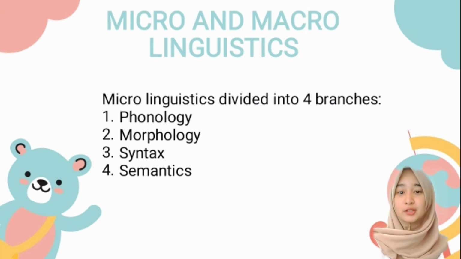The last explanation, I will discuss about micro and macro linguistics. Microlinguistics divided into 4 branches. First, phonology, study of the patterns of sounds in a language and across language. Second, morphology, studies the forms of words in different uses and constructions. Third, syntax, is the set of rules, principles, and processes that govern the structures of sentence or sentence structure. Fourth, semantics, is the subfield that studies meaning.